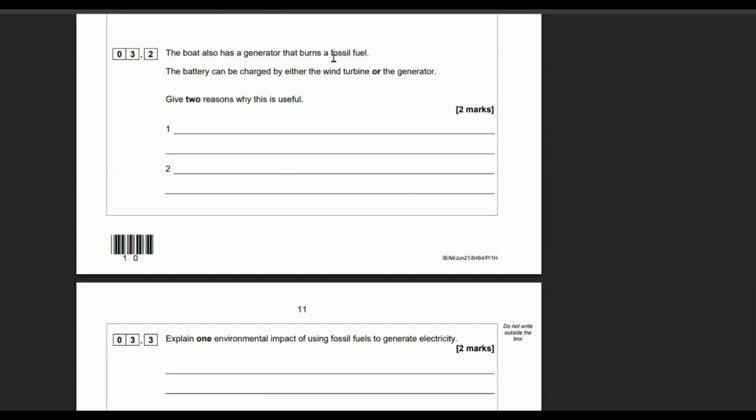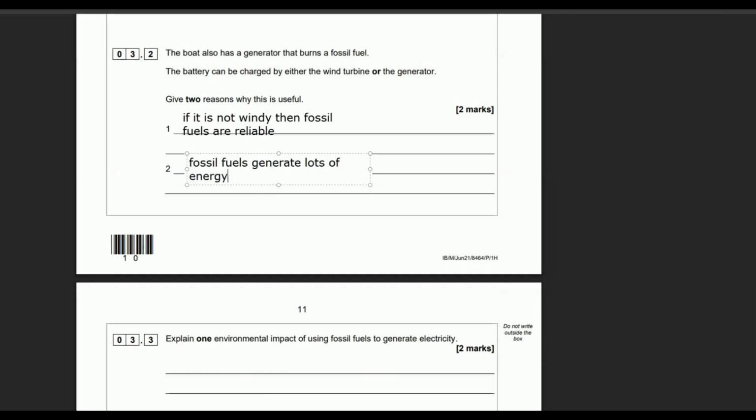3.2, the boat also has a generator that burns fossil fuel. Naughty, naughty. The battery can be charged by either wind turbine or the generator. Give two reasons why this is useful. Well, if it is not windy, then fossil fuels are reliable. And I would also say that fossil fuels generate lots of energy, so it can be charged quickly. I'd suggest you could charge at the rate you want with fossil fuels, right?